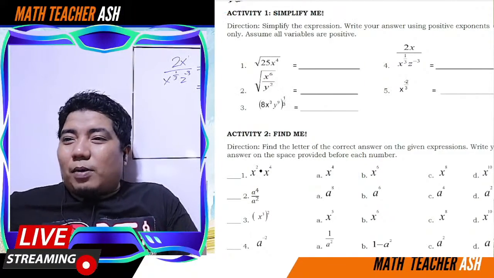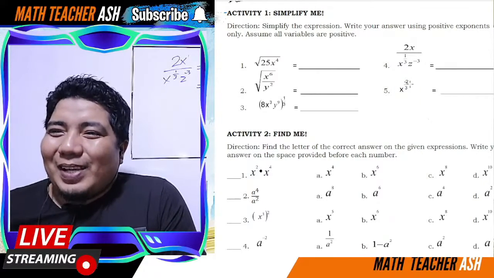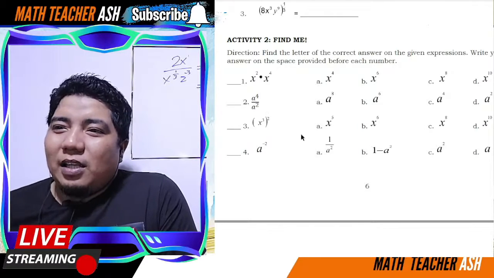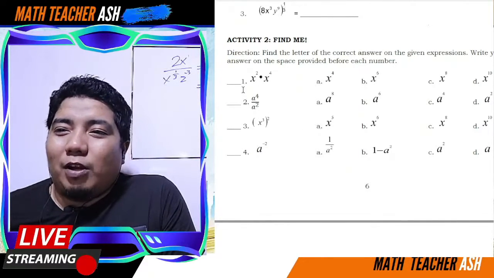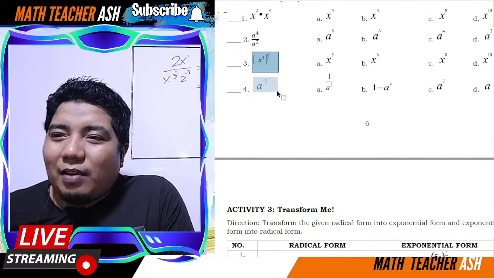Alright. Now, how about this one? Ito, madali lang to. Hindi ko na ituturo to sa inyo. Okay. So, exponent nyo lang yan siya. Alright, now, here. Ito, madali lang to. ABCD. So, x squared times x to the fourth. Apply the product rule. Ito naman, quotient rule. Ito naman, power of a power rule. Ito naman, negative exponent rule.